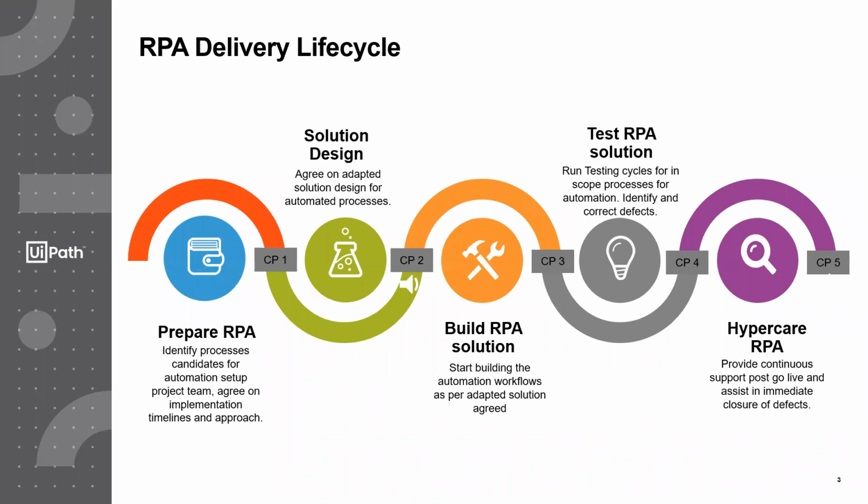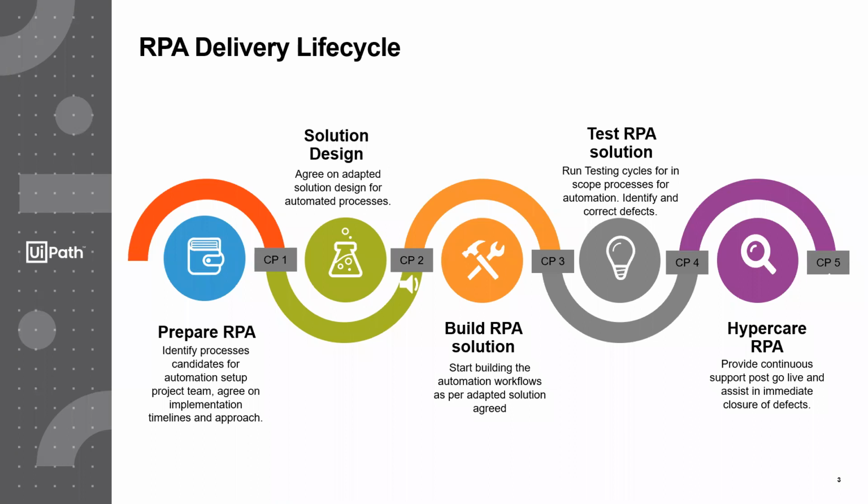A typical RPA delivery lifecycle begins with the preparation of the RPA, where we identify the process candidates, which is basically creation of the pipelines for automation, and then setting up the project team to understand how many developers we require, how many testing team, solution architects, etc. All the different roles, agree on the implementation timelines and also the approach. So preparation of RPA is not only about creating PDDs, but a lot to do with the business case. It has to do with approvals, getting all the stakeholders on one single page. There are a lot of other activities as well.